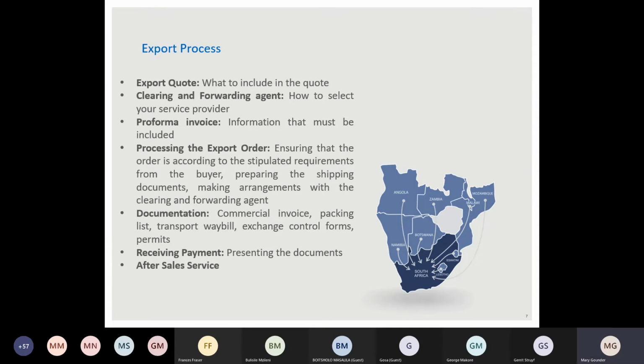And part of the export process is the after-sales service. So once you've actually made delivery of the product, it doesn't end there, because if you want a long-term relationship with the buyer, you will have to make sure that you're checking up on their deliveries. Are they happy with the product? Is there something you can do better? And so on.